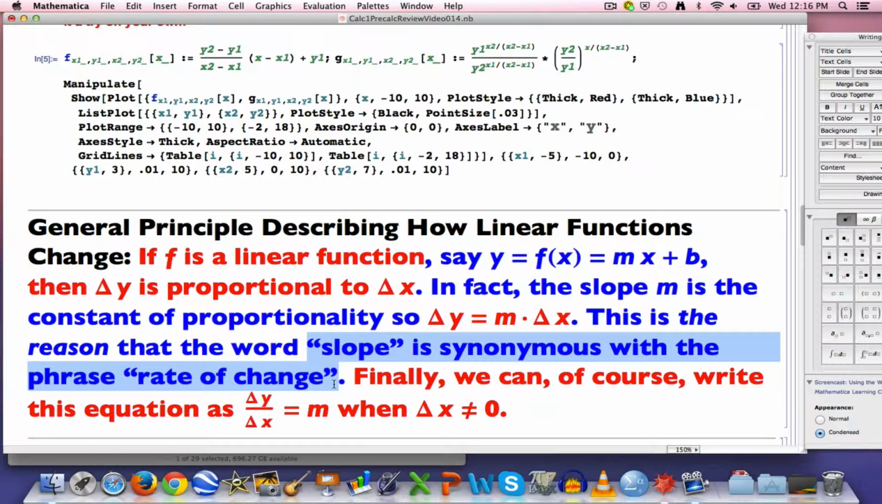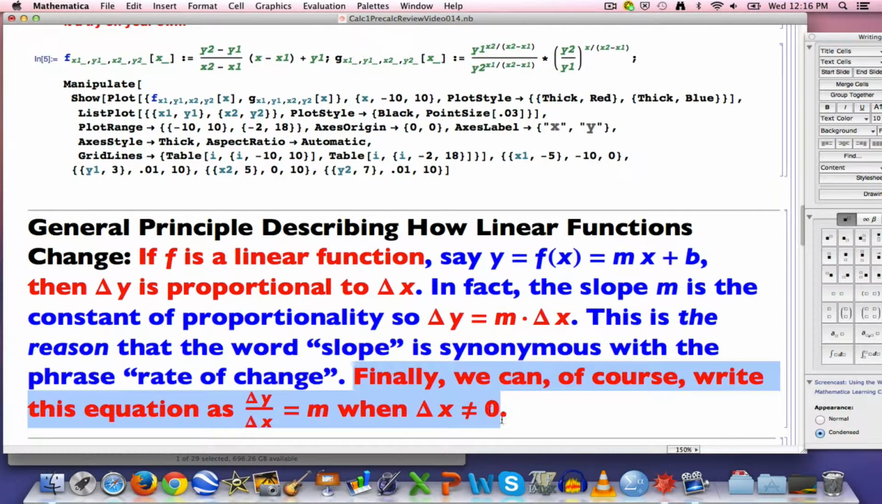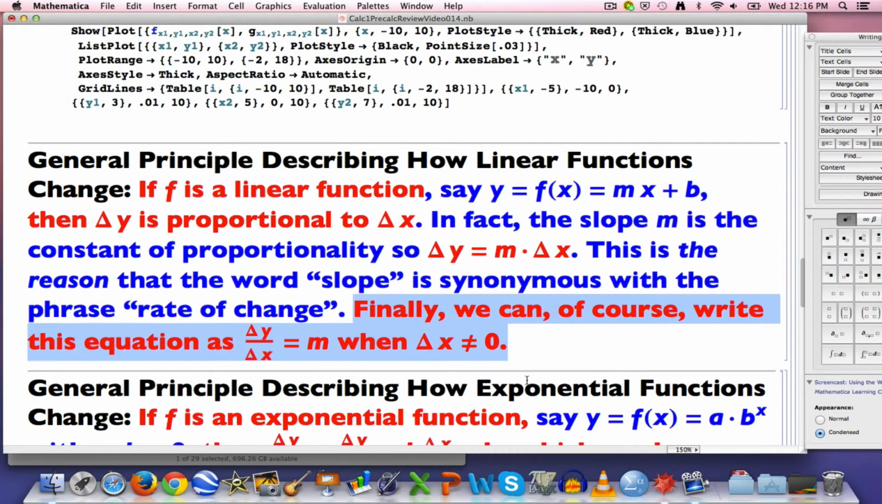Think of an example here. Imagine x is time in hours, and y is miles traveled. Then m, the slope, at a constant speed would be your actual constant speed. For example, m could be 60 miles per hour, where delta x is 2 hours. 60 miles per hour times 2 hours gives you 120 miles for the change in the distance. You can also think of that, of course, as delta y divided by delta x equals m, which is the equation for the slope when delta x is non-zero. All right, that's not too hard.